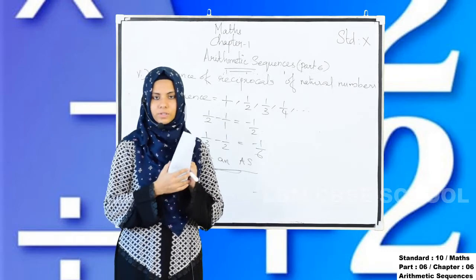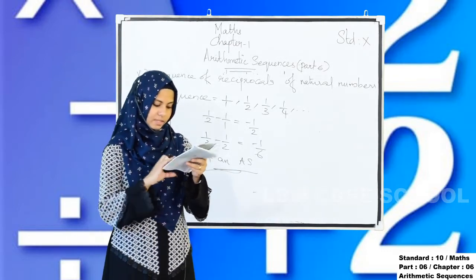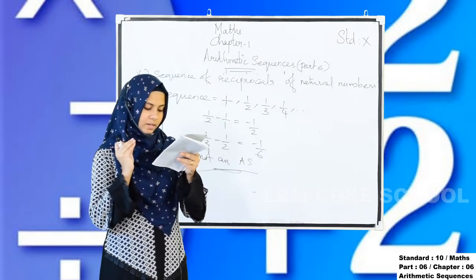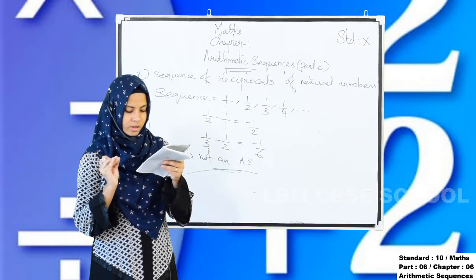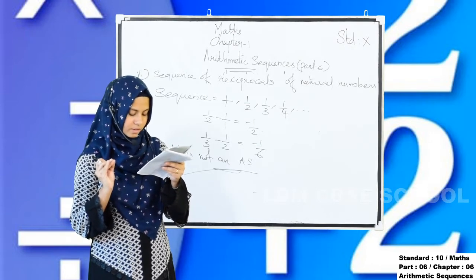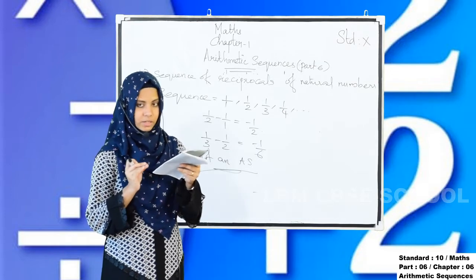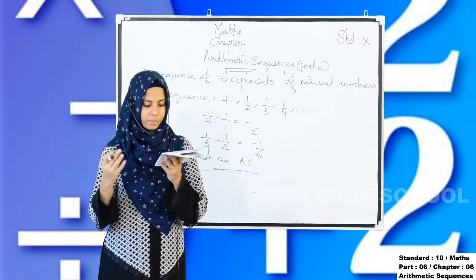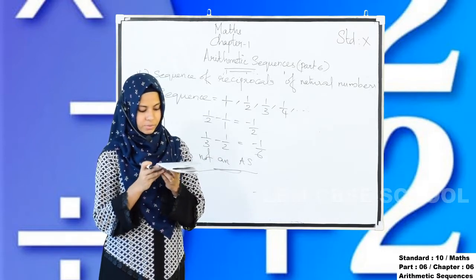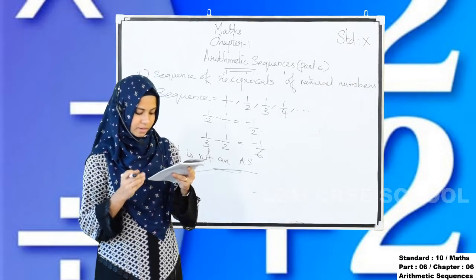In the second question, there are 3 squares, isn't it? 3 squares are there, and look at these pictures. If the pattern is continued, do the numbers of colored squares form an arithmetic sequence? Give reasons. So if we continue like this, we have to find whether the sequence is arithmetic, and write the reason also.